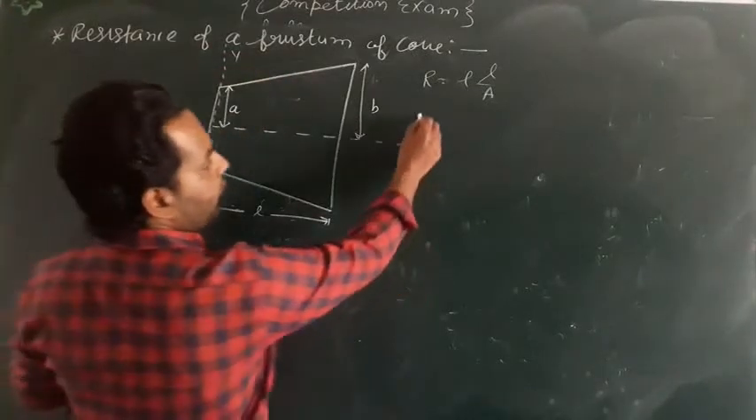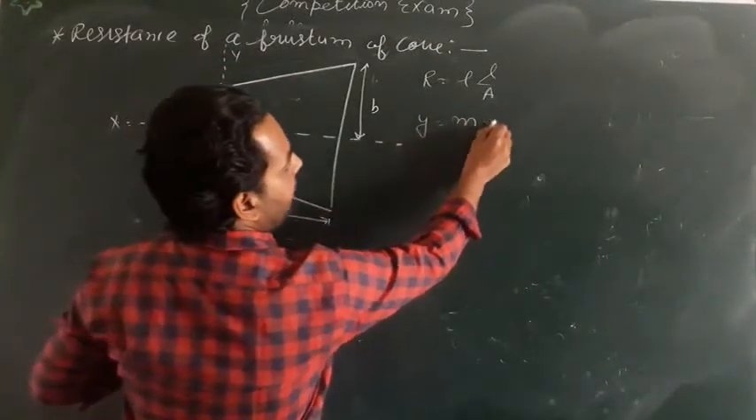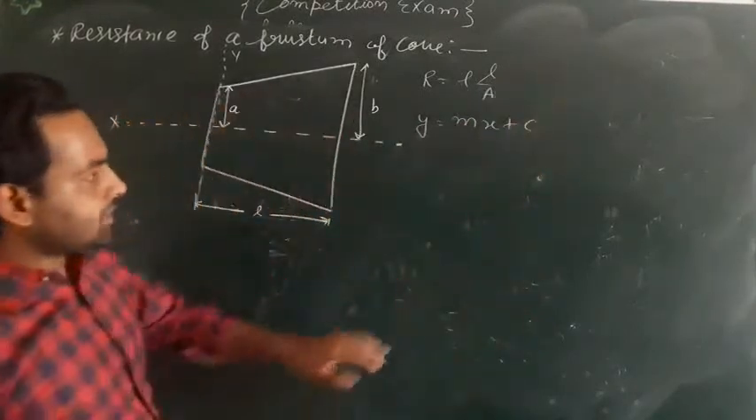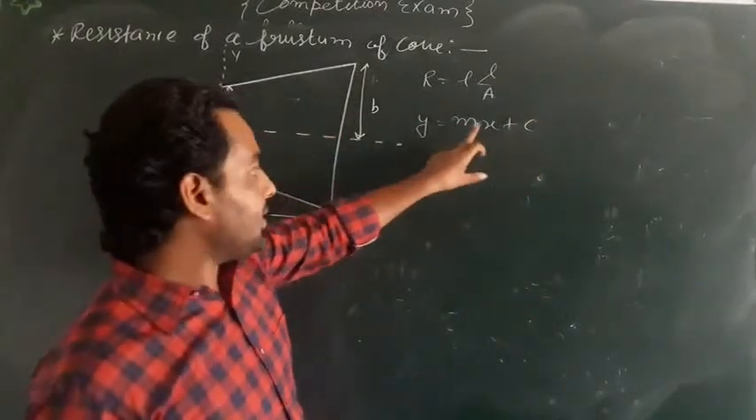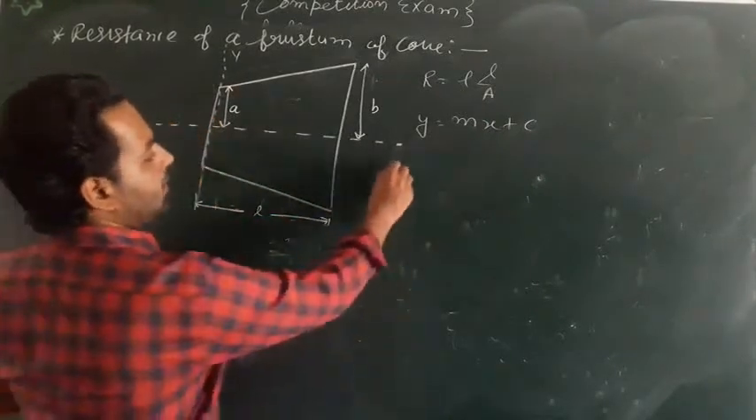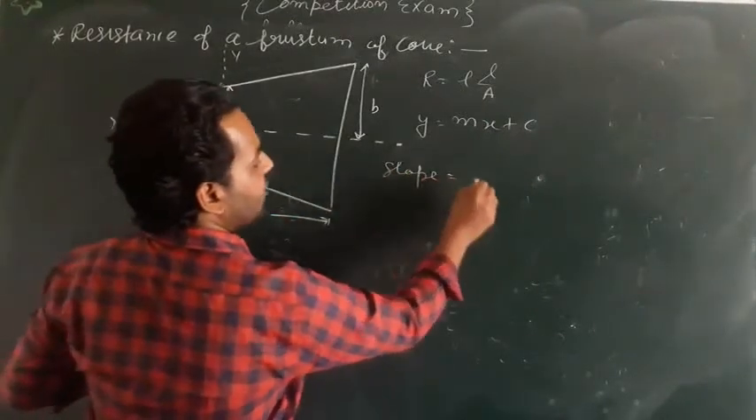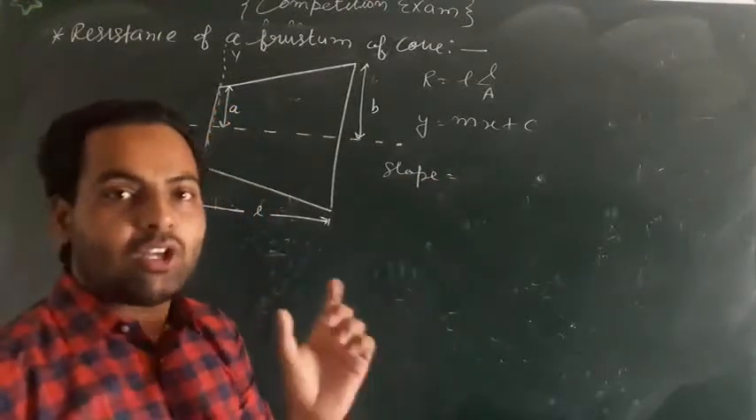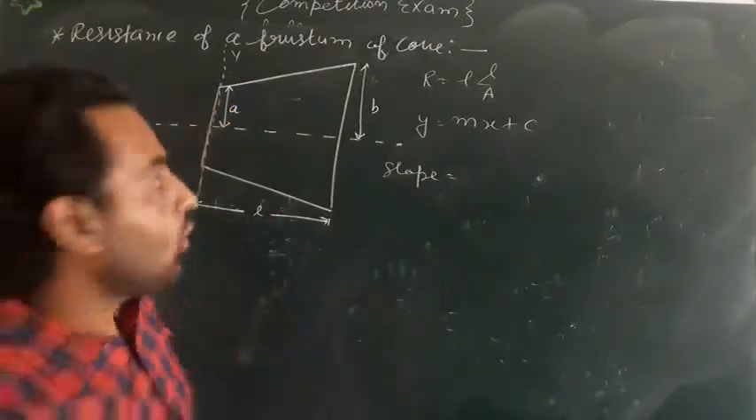So the equation of that line is y is equal to mx plus c. So this c is the y-intercept. M is the slope. So what is slope? We know that the slope is equal to the change in the quantity on the y-axis divided by the change in the quantity on the x-axis. So what is the change in quantity?